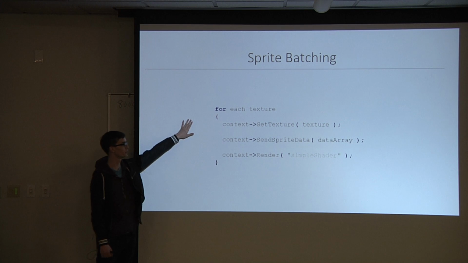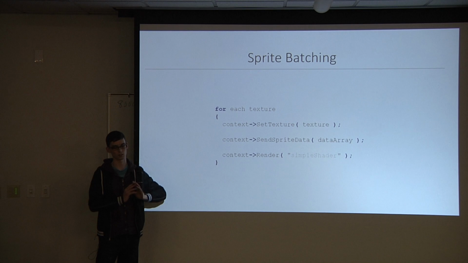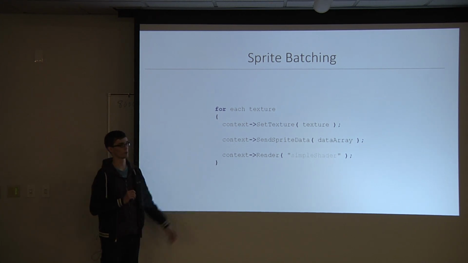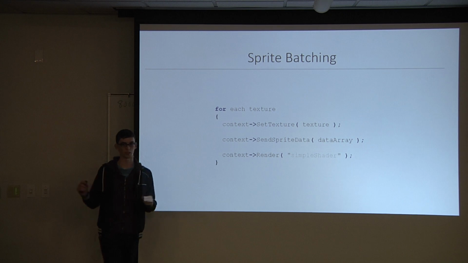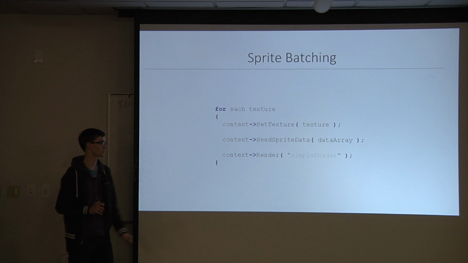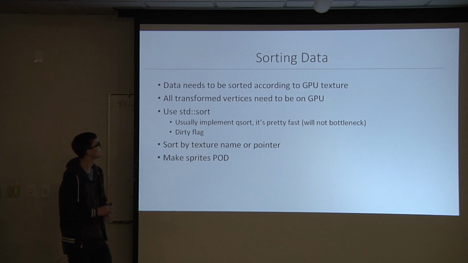For every texture in your game, you set it. You send a lot of data all at once. Usually it's just in a really big array. And then you call some sort of rendering routine. You use this data to render this single texture or sections of that single texture. So like I said, it should be very simple. And hopefully it'll feel like that by the end of the slideshow.